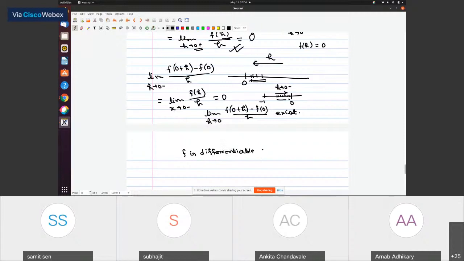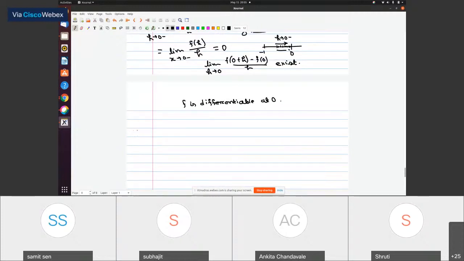But if we want to check differentiability at the point 3, then we should take the limit h tends to 3 plus and 3 minus. Exactly. But suppose I am doing it for x equal to 1. Let me check this, then it will be more clear. So this is the limit as h tends to 0 plus of f of 1 plus h minus f of 1 by h. These two limits we have to check for differentiability at x equal to 1, right?